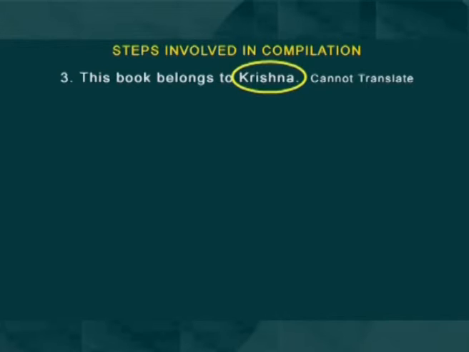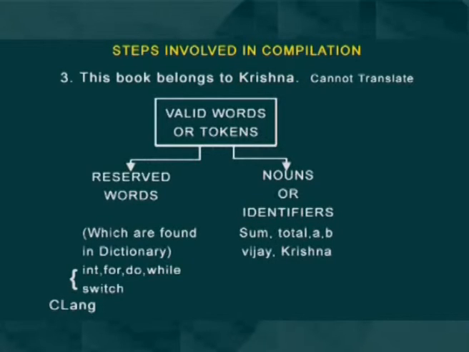Then I told the translator, okay, your job is over. Then I called the second translator to translate this. The second translator translated this into Telugu text. Then I asked the second translator why the first translator had told me that Krishna is an invalid word. Then the second translator told me there are two types of valid words or tokens.